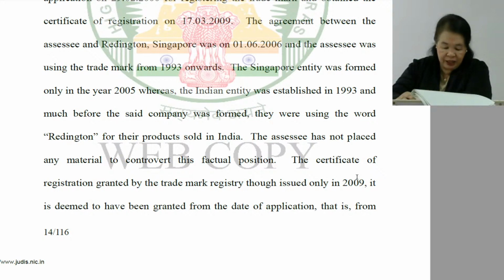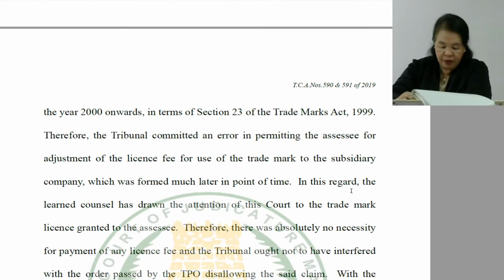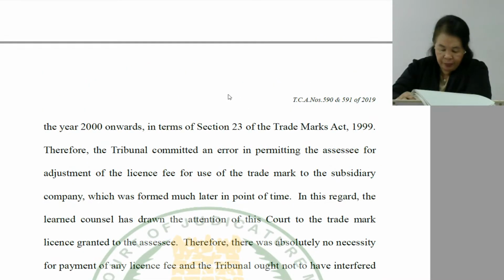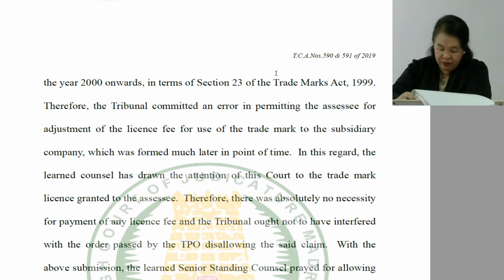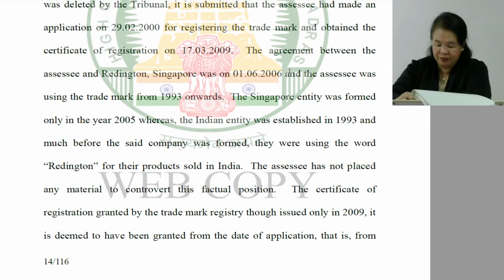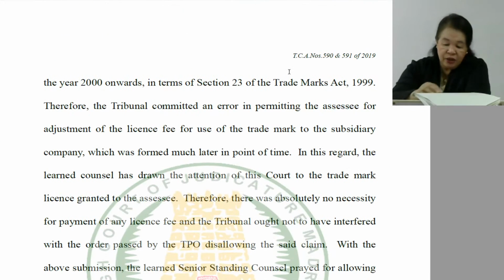Kailan siya nag-apply? 2000 pa, no? February 29, 2000, leap year, no? So, nag-apply siya noong 2000, na-approve ng 2009. So, ginagamit na 1993 pa, no? So, anong sabi dito? It is deemed to have been granted from the date of application. That is, from the year 2000 onwards.